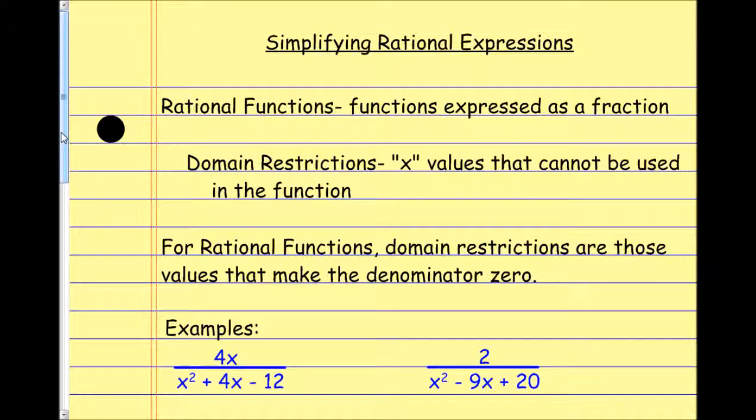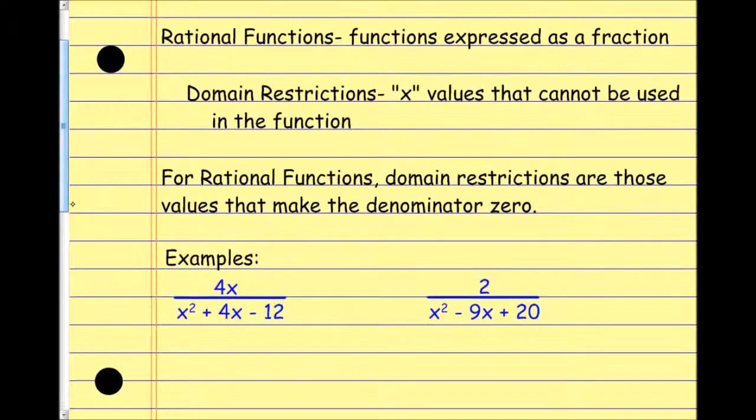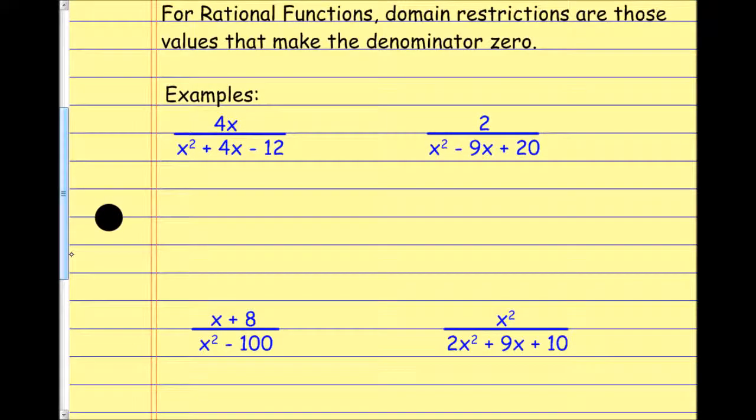And for rational functions, those are the values that make the denominator 0. Remember, when I have a fraction, I can't have a 0 in the denominator, all right? So we want to identify the values that make the denominator 0 so that we can avoid using those values, all right? For example, when I look at these, I just want to identify the domain restrictions on these first couple. Domain restrictions, again, values that make the denominator 0.